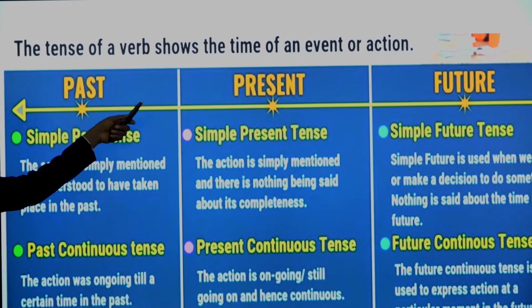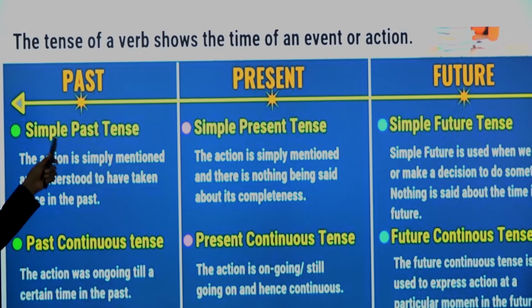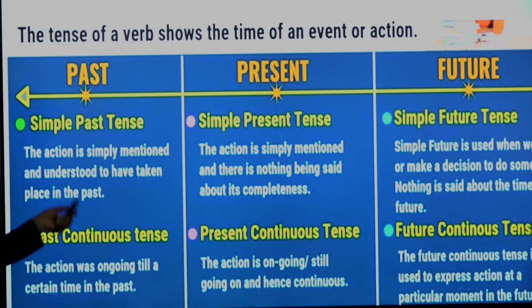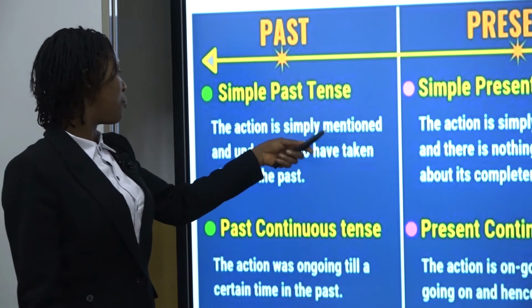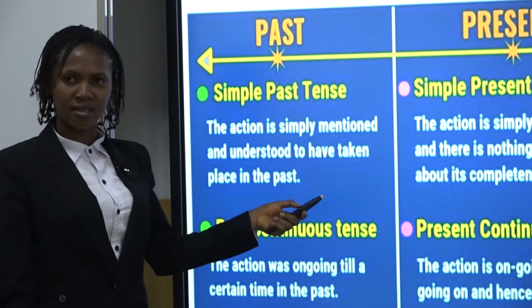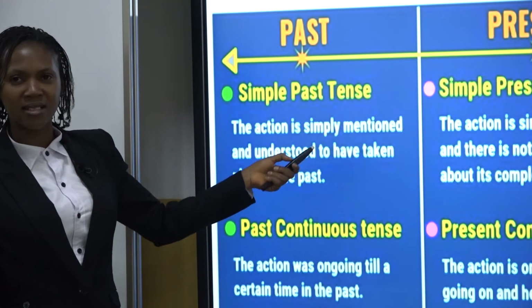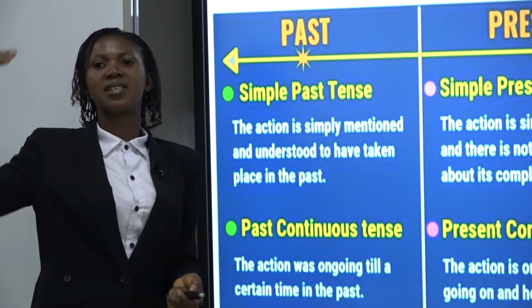The tense of a verb shows the time of an event or action. Example, simple past tense: the action is simply mentioned and understood to have taken place in the past. When we talk about simple past tense, it's an action that has been what? Mentioned and taken place in the past.